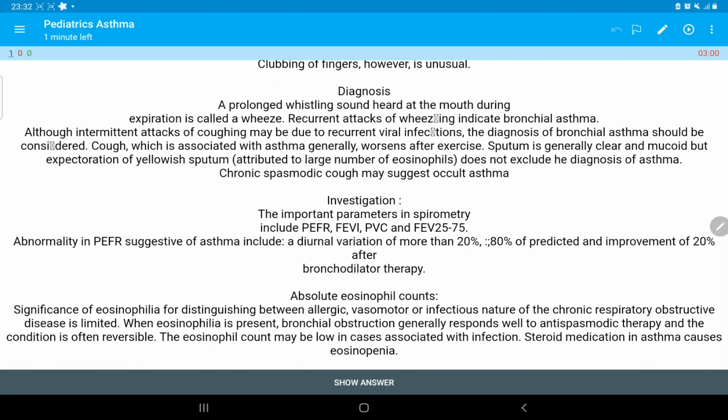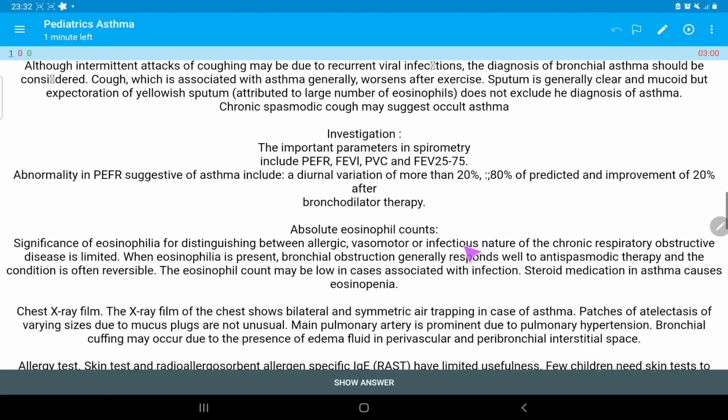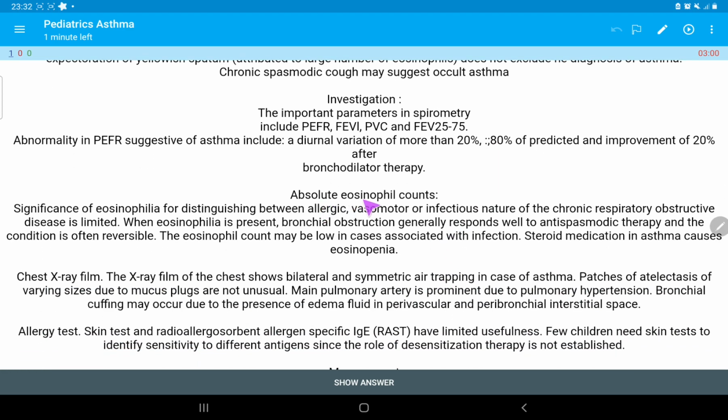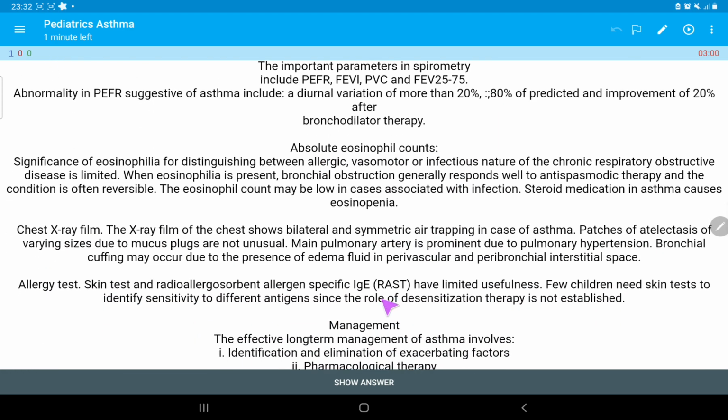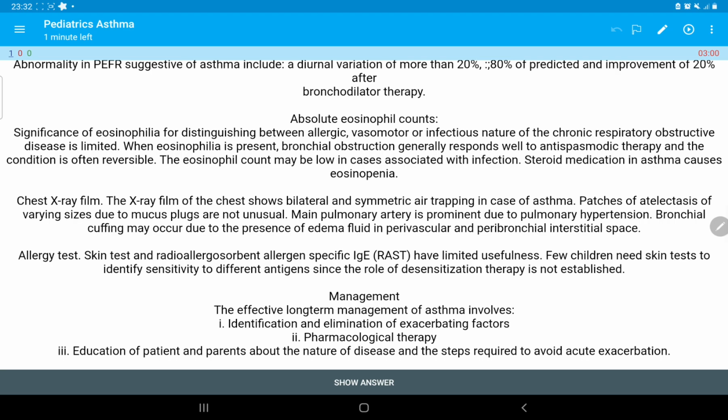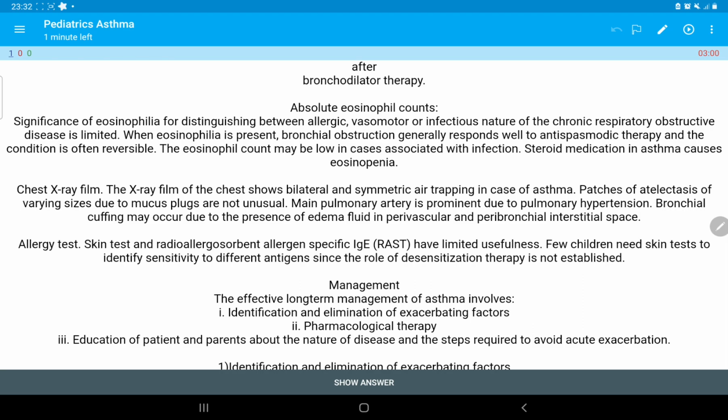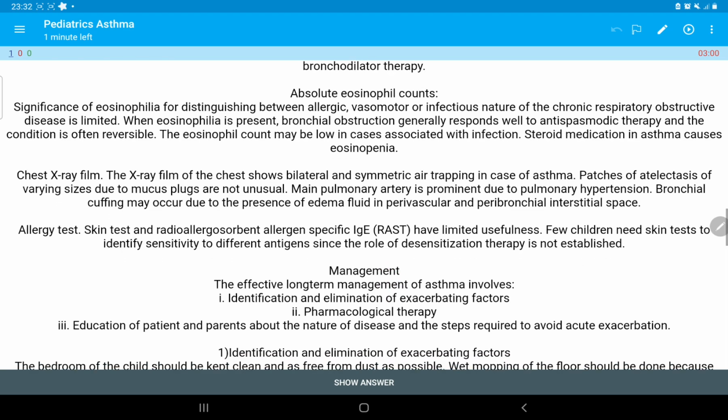Investigations: we can do spirometry, and check PEFR, FEV1, FVC, and FEF 25-75. We can do an absolute eosinophil count. We can do a chest X-ray. In chest X-ray there will be bilateral and symmetric air trapping in the case of asthma. Patches of atelectasis of varying size may be seen due to mucus plugs, though plugs are not usual. We can also do an allergy test, that is RAST.